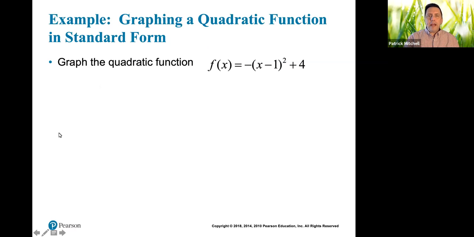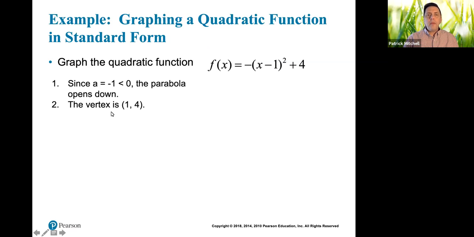So for example, we have the quadratic function f of x equals negative (x minus 1) squared plus 4, and they want us to graph that using the steps that we just talked about. All right, so first of all, the value of a is right here. Think of that as a negative 1, and because that's negative, the parabola opens down. The vertex is (1, 4).